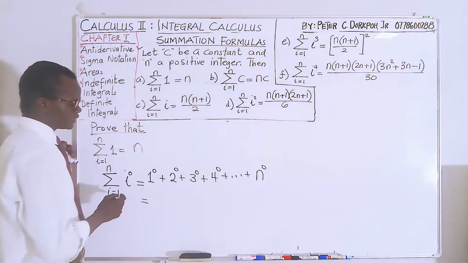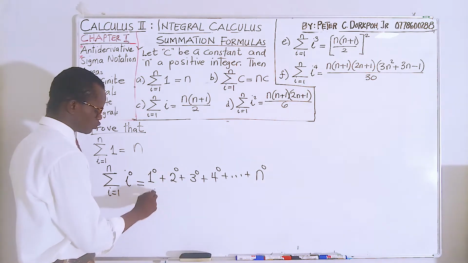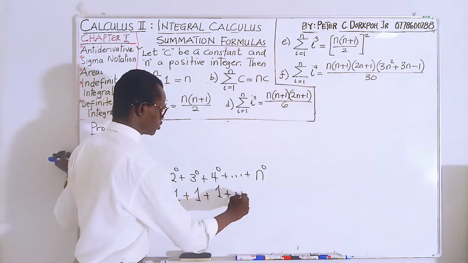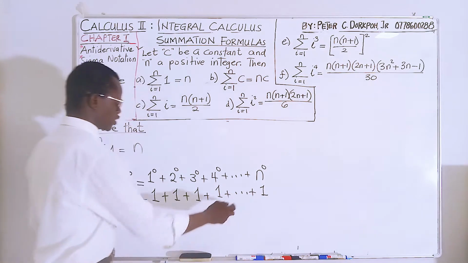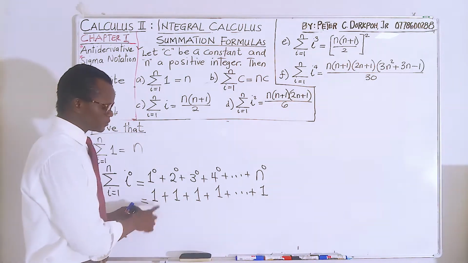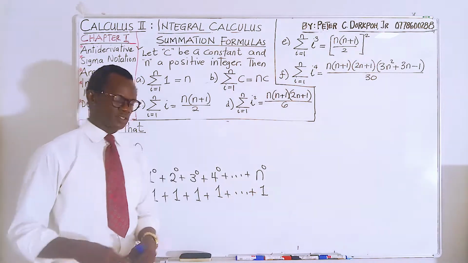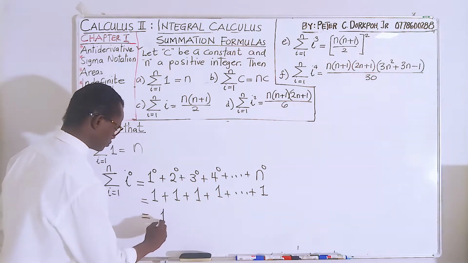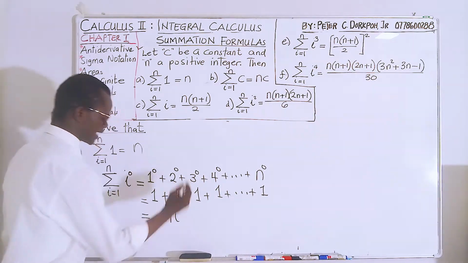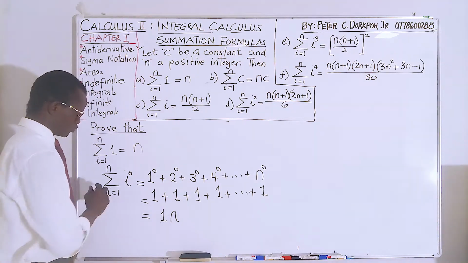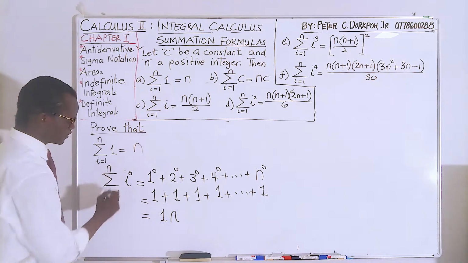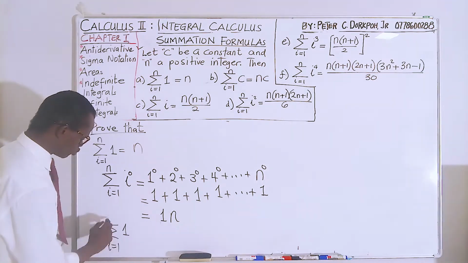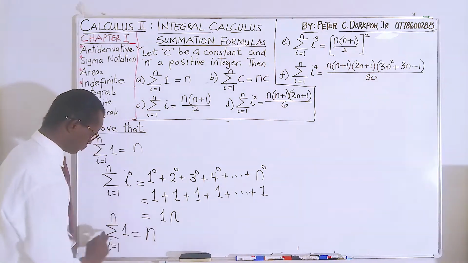So if we further simplify these, remember each of these now represents 1. 1 plus 1 plus 1 plus 1 plus dot dot dot 1. So if you look there, 1 has been expressed n number of times. So based upon that, the summation of r to the power 0 is the same as saying the summation of 1 as r leads from 1 to n is just equal to n.